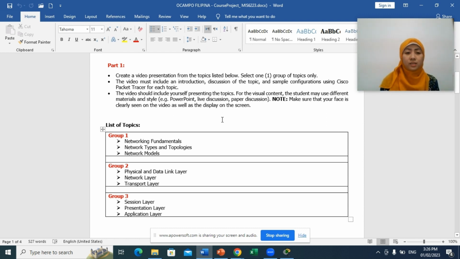So here is the list of the topics. In group 1: networking fundamentals, network types and topologies, and network models. In group 2: physical and data link layer, network layer, and transport layer. And group 3: session layer, presentation layer, and application layer.